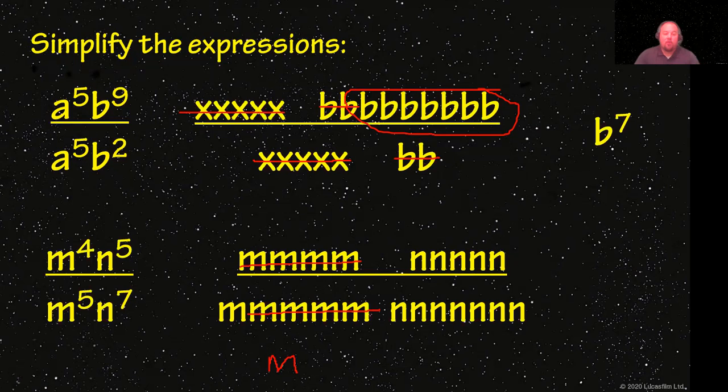Same thing on this one. There's 7 n's. I mark out 5 n's on both of them. That leaves me with n to the 2nd power. So when I get my final answer, I put a 1 to hold the spot over m n squared.